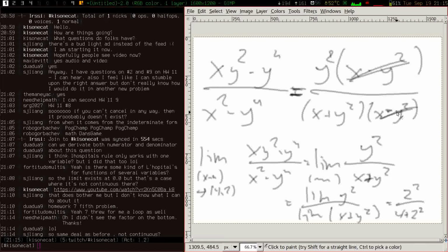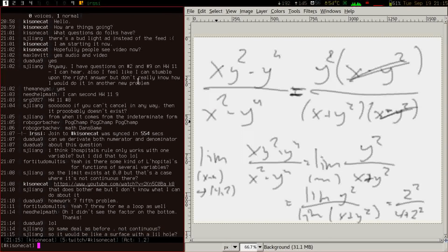And then again, this thing's not continuous because although the limit exists as (x, y) approaches 4, 2, this quantity isn't defined at the point 4, 2, because this is 0 divided by 0, which is a meaningless quantity. I don't know how many zeros go into 0. Okay.